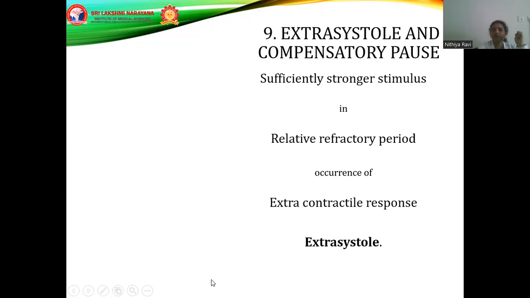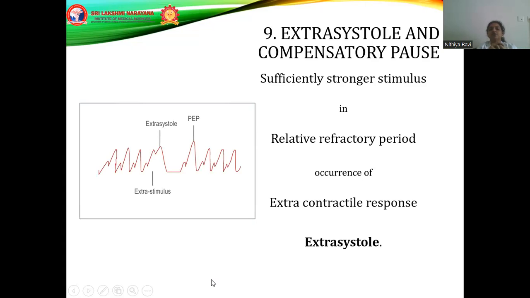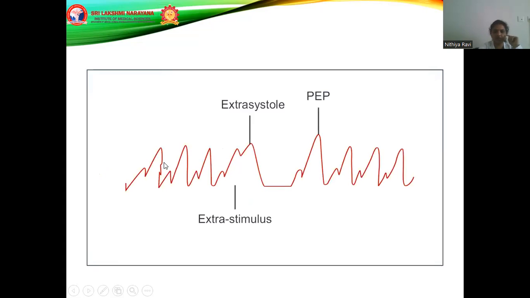Moving on to the next property, that is extrasystole and compensatory pause. So here, when you give a sufficiently strong stimulus during the relative refractory period, there occurs an extra contractile response. So here in this graph, if you see, when you give an extra stimulus, an extra systole occurs. Okay. Once this extra systole has occurred, it is followed by a pause. This is called a compensatory pause.